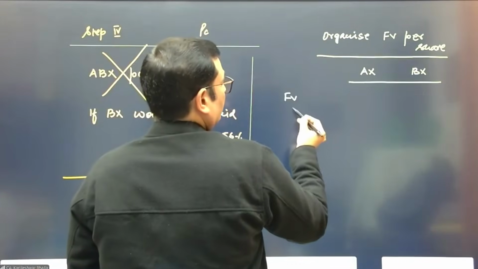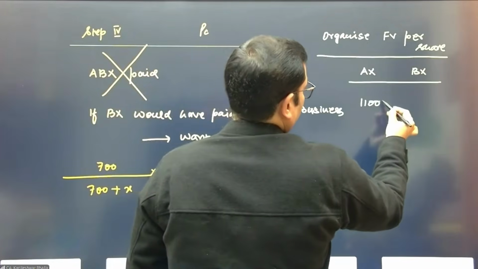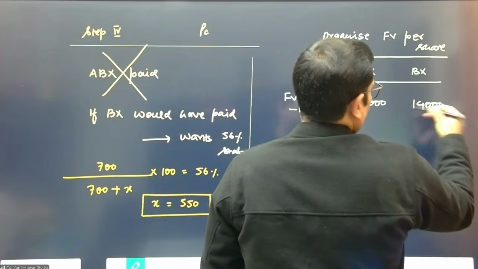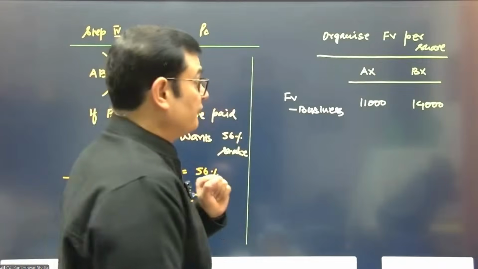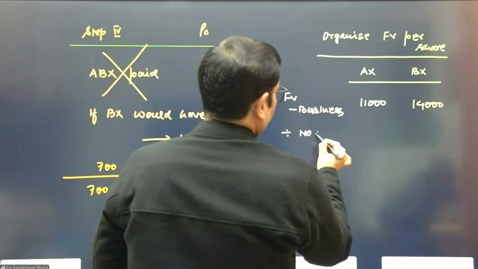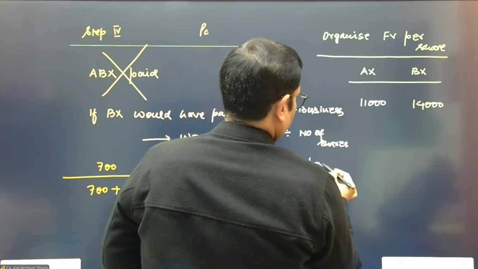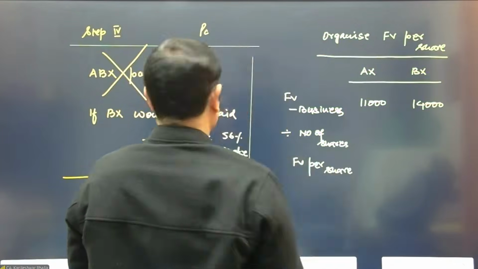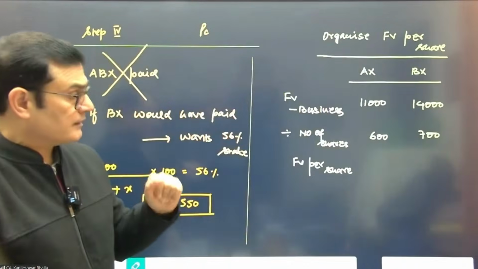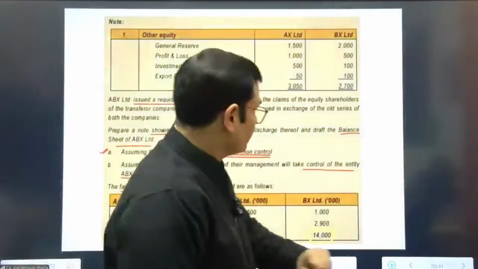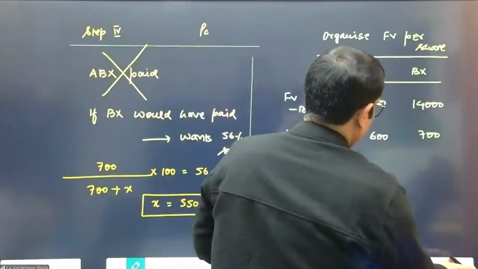And for this, you are given the fair value of the business. I'm already given in the question, the fair value of this business is 11,000, and the fair value of this business is 14,000. Based on the fair value of the businesses, we can get the fair value per share. Divide this by the number of shares and we will get the fair value per share. I think the number of shares of this company was 600. Is that correct? And I think this was 700. I think that's correct, right? The number of shares in the balance sheet of AX and BX was, yes, 600 and 700 shares respectively.